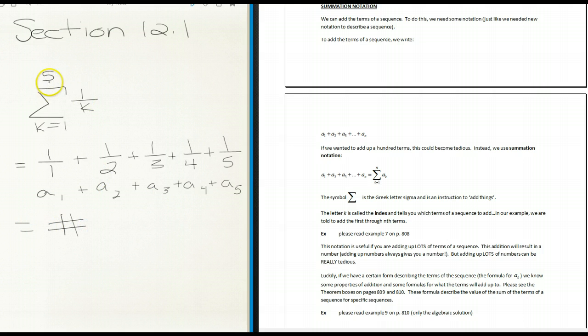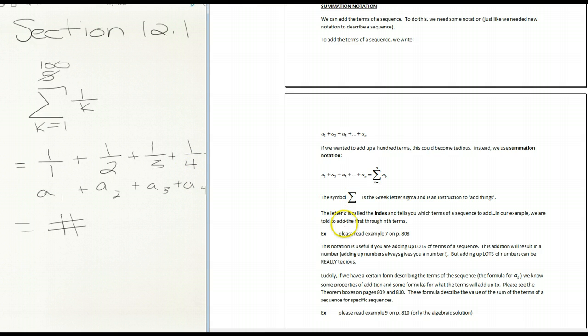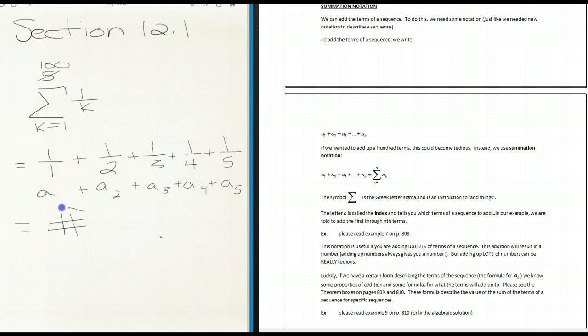Okay, but if instead I change this 5 to 100, then it says you're adding up 100 numbers, right? You're still going to get a number, but it can get a little bit tedious, and like I said before, this notation is really useful instead of writing out the first 100 terms like this. Luckily, to figure out what the value of this sum actually is, there are some formulas that we can make use of.